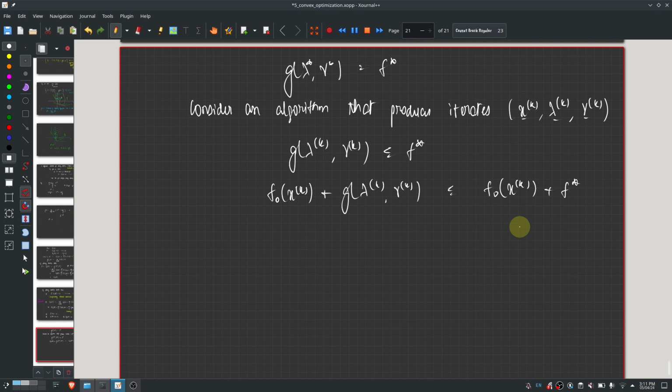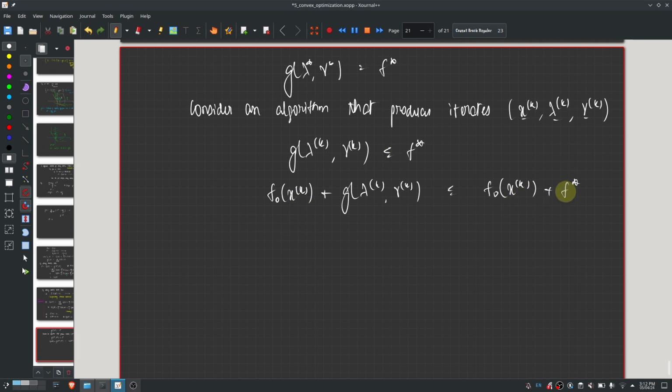Okay, so this holds for any iterative algorithm in general that produces some set of points xk, lambda k, nu k, which satisfy the constraints. So xk should satisfy all of the primal constraints, and lambda k should satisfy the dual constraints. That's something that we require. But otherwise, we don't care how the algorithm works. It may be gradient descent, it could use something else.